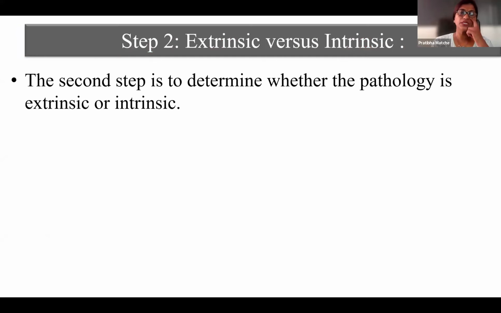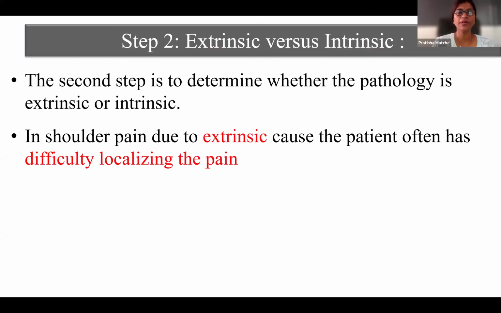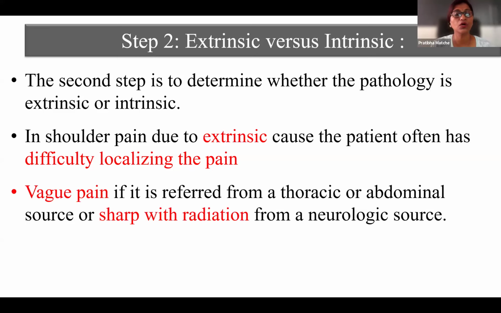The second step is to determine whether the pathology is extrinsic or intrinsic. You have ruled out a traumatic cause, and now it is atraumatic. And the second question is whether it is an extrinsic or intrinsic cause. If the pain is because of an extrinsic cause, then most of the time the patient may not be able to localize the pain perfectly. They will have difficulty in localizing the pain.